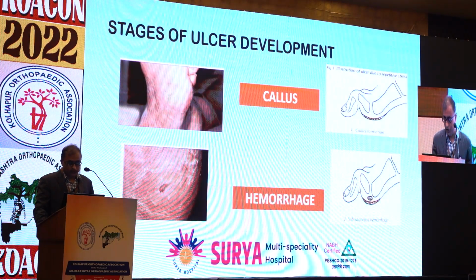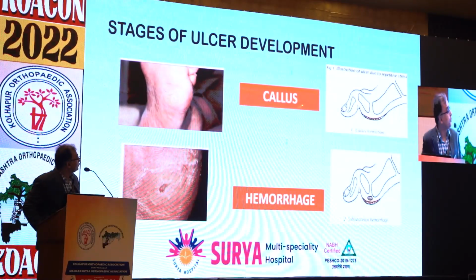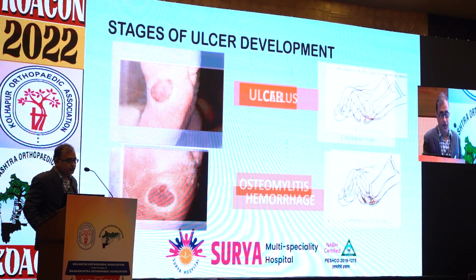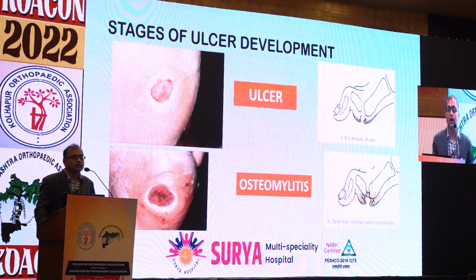With this introduction, how are the callus and these things going to form? Callus is the thickening of the skin because of abnormal pressures. Below the callus, there will be the formation of hemorrhage. This will breach, this will break, and it will form an ulcer, and the ulcer will lead to the bone and cause osteomyelitis. So this is how a simple looking callus will ultimately lead to deep tissue infections.